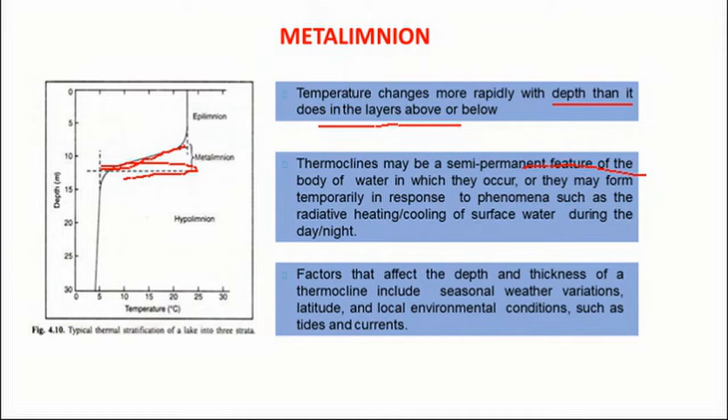The metalimnion itself is a thermocline, but metalimnion means it is a depth range that has definite limits. This is the starting of the thermocline, and this is the ending of the thermocline, and the area in between is the metalimnion. The factors that affect the depth and thickness of a thermocline include seasonal weather variations, latitude, and local environmental conditions such as tides and currents.